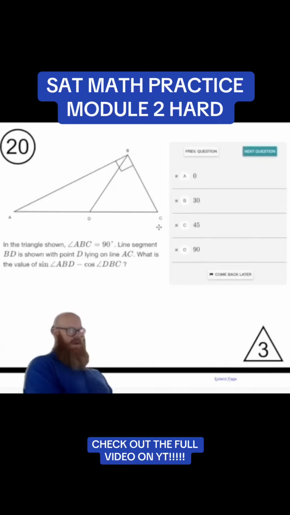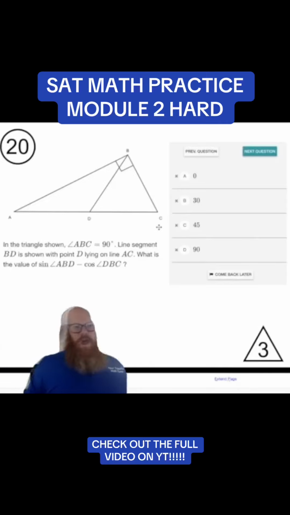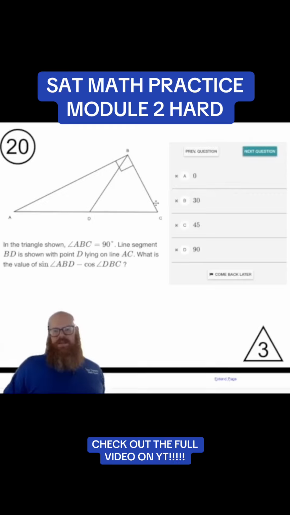All right, number 20. So this one is hard and kind of not much to do at the same time. Typical SAT problem. So we want the value of sine of ABD minus the cosine of DBC. So first of all, you can't do opposite over adjacent for the sine of this because this is not even a right triangle. And same thing with cosine here.